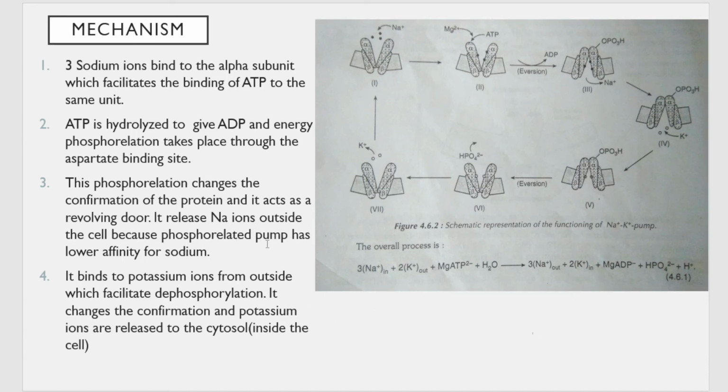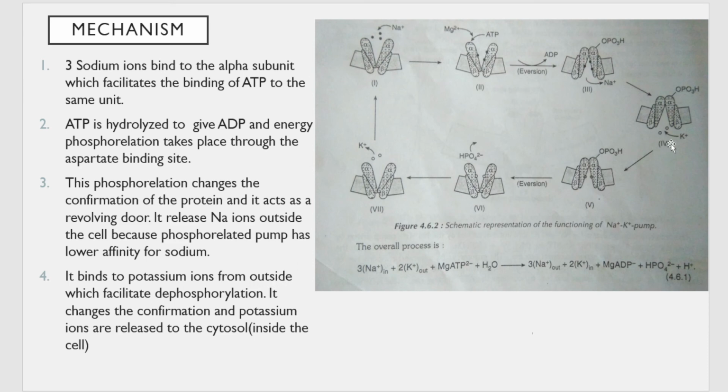cell, because the phosphorylated pump has lower affinity for sodium. That is, this conformation has more affinity for sodium, whereas this conformation, which is different from this, has lesser affinity for sodium. So it releases the sodium ions outside the cell. Now, what is there outside the cell? There are K plus ions. So it binds to the potassium ions from outside the cell.